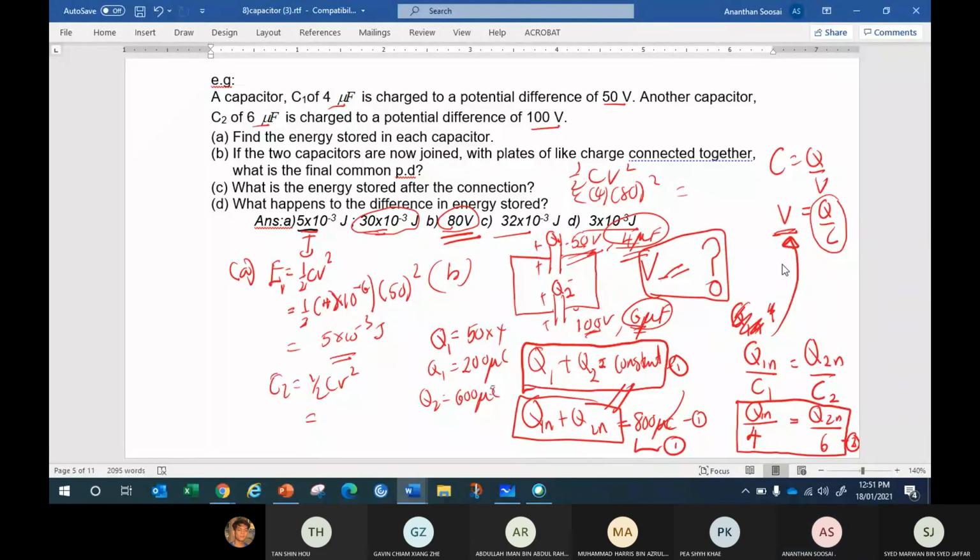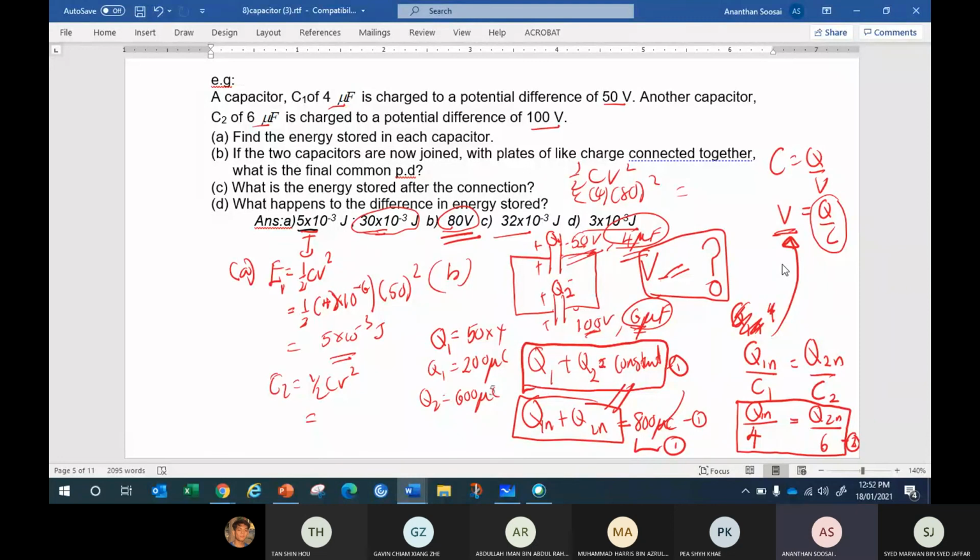Okay, so I think C and D not a big problem. What is the energy stored after the connection? The two capacitor energies, you add them together and you get the total energy. 32 times 10⁻³ joule is the total energy.